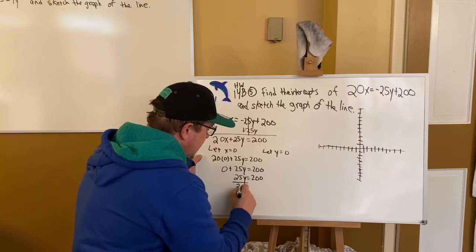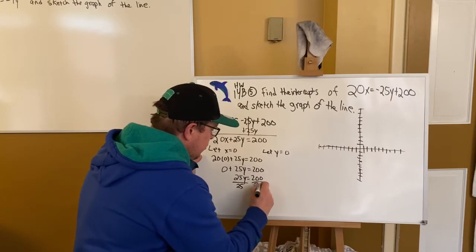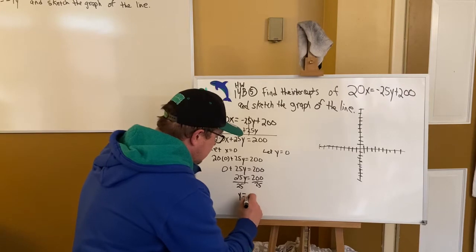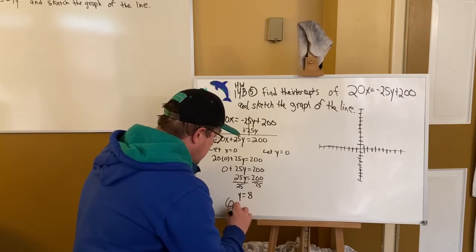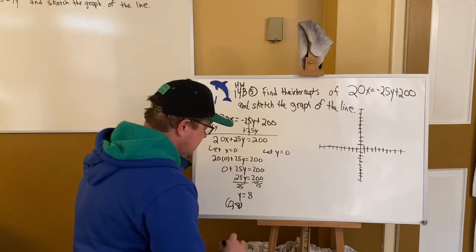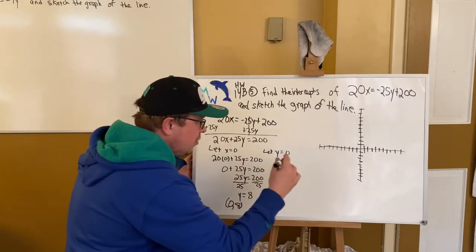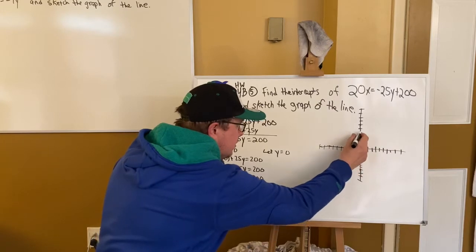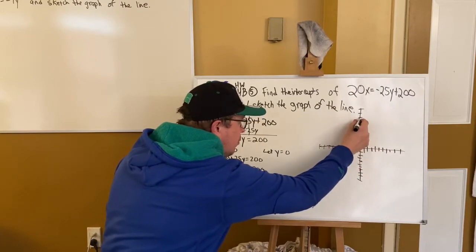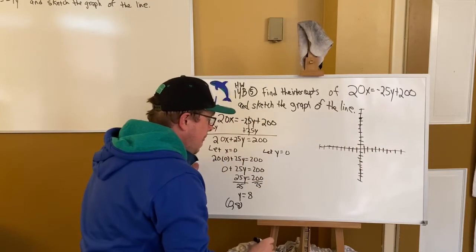Adding 0 to 25y gets me 25y equals 200. And divide both sides by 25. Again, use your calculator if you need to. Do long division, whatever you need, but it's y equals a positive 8. So 0, 8. Nice. So that's going to go 0, 8 on my axes. I'm not going to move across due to the 0 for x. 1, 2, 3, 4, 5, 6, 7, 8 going upward because the y was positive.